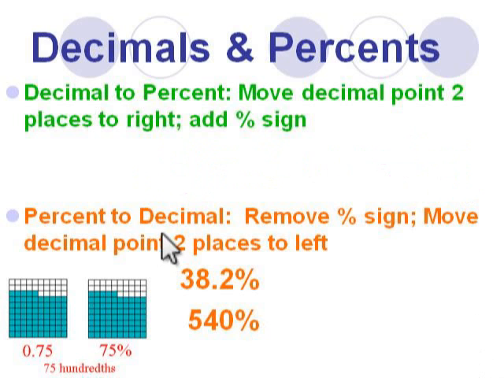Easy enough. If you're changing a percent into a decimal, you remove the percent sign, so that's going to go away. We're going to take the decimal point from where it is and move it away from the percent sign we just took away, move it 2 places to the left, and so this is going to equal 0.382.